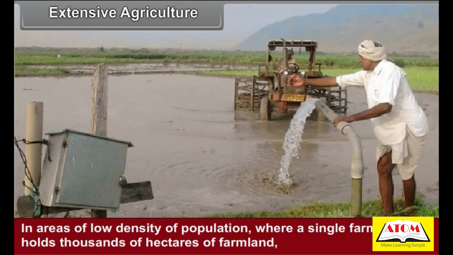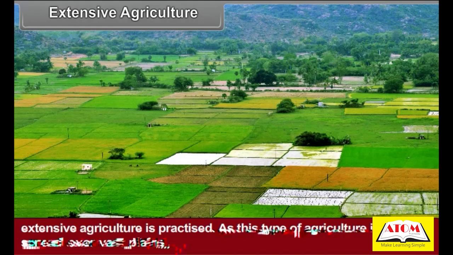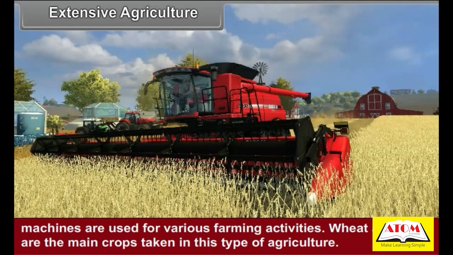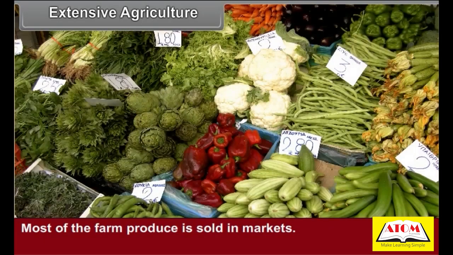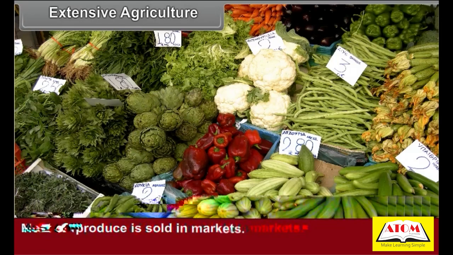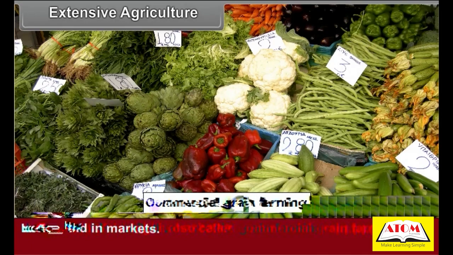Extensive agriculture. In areas of low density of population, where a single farm owner holds thousands of hectares of farmland, extensive agriculture is practiced. As this type of agriculture is spread over vast plains, machines are used for various farming activities. Wheat and corn are the main crops taken in this type of agriculture. Most of the farm produce is sold in markets. Hence, this farming is also called commercial grain farming.